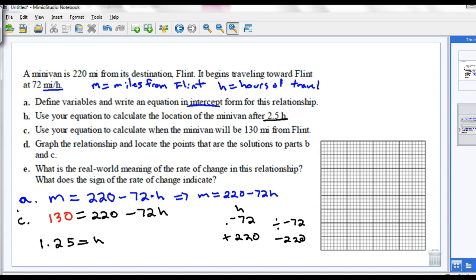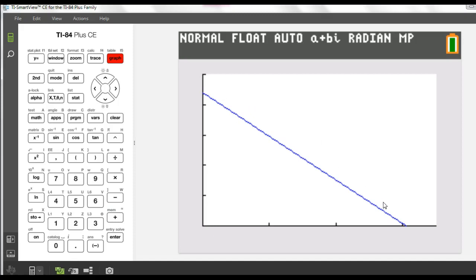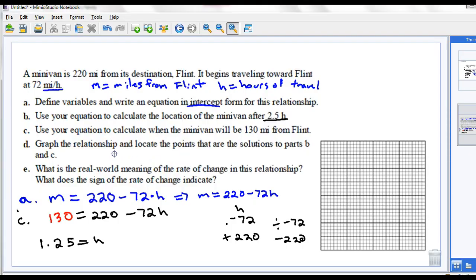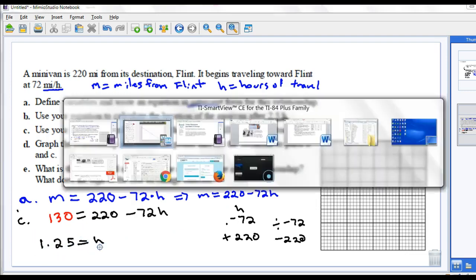So let's look at the graph. What I've done here is I've graphed it on the graphing calculator. I think that'll be fine, so you don't actually have to graph this one. Let's just look at this together. If we want to locate the points for the solutions to part B and C, let's just look at the solution for part C. I'm looking for 1.25 hours.